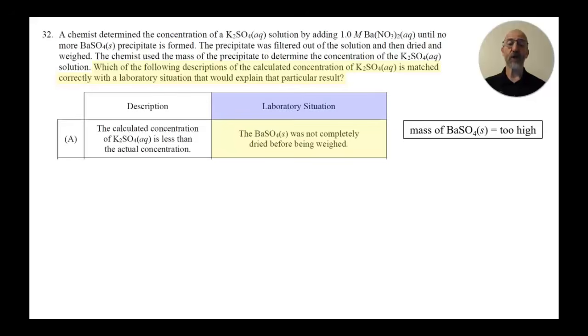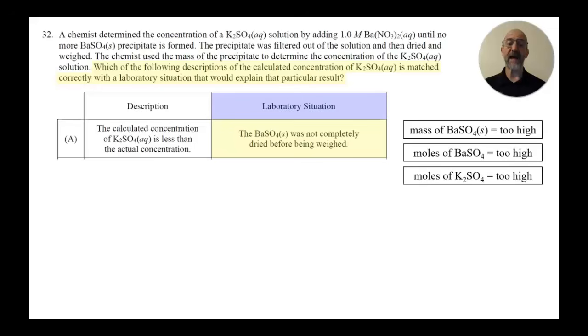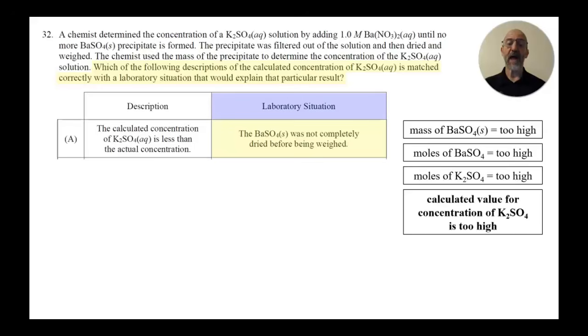How will this affect our results? Well, now your calculated value for the moles of barium sulfate and the moles of potassium sulfate would be too high, and your calculated value for the concentration of potassium sulfate is too high. But what did they say in choice A? It said the calculated concentration of potassium sulfate is less. So we can go ahead and eliminate choice A.